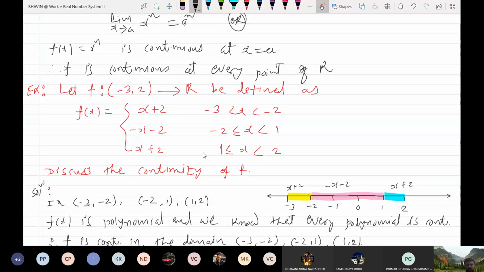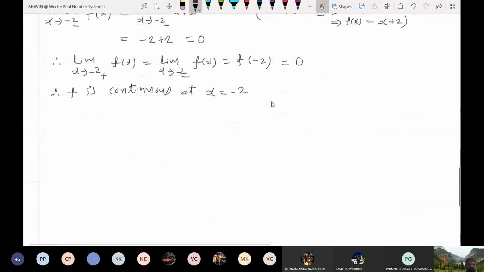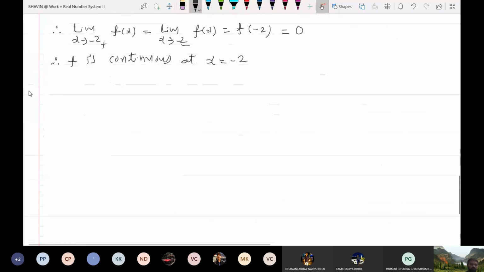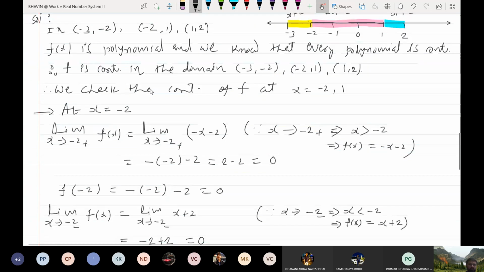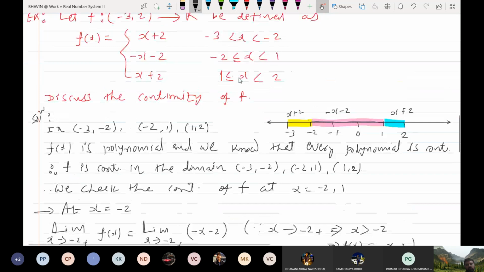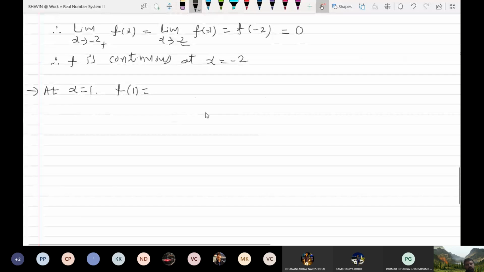Now, which point should we check the continuity of f? Point 1. So at x equal to 1, what is f of 1? Let's find first of all f of 1. So 1 less than or equal to x less than 2, so f of 1 is given by x plus 2. So 1 plus 2, that is 3.